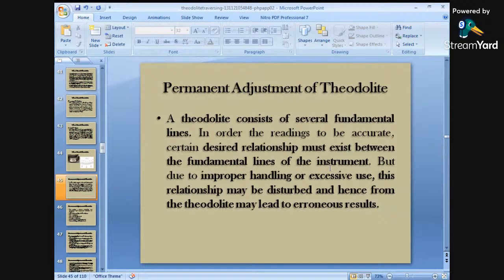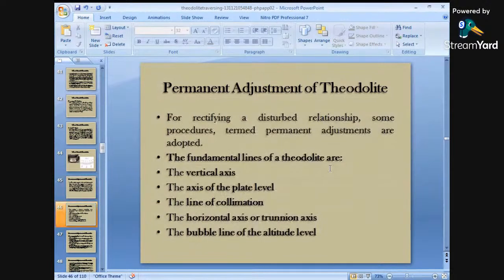In order to understand how to do the permanent adjustment, you will first need to understand what the various fundamental lines are, and what the desired relation between them is. The fundamental lines generally used in your theodolites are, first, the vertical axis, along which your theodolite moves in the horizontal plane. Then there is the axis of the plate level, the line which is parallel to the plate bubble.